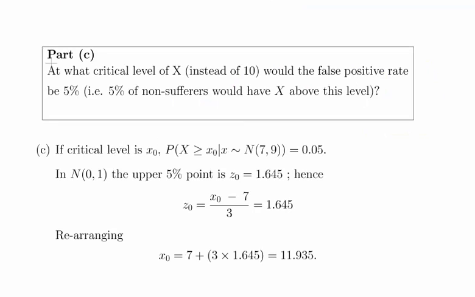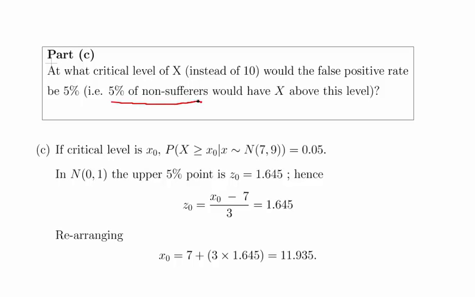So, part C. At what critical level x instead of 10, so we're going to use some other value other than x, would the false positive rate be 5%? Now, that's quite chunky, so to sort of get your head around it.